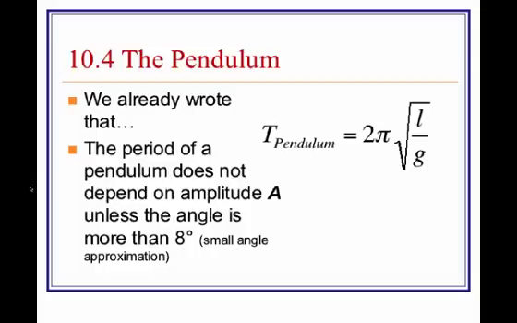We've already said that the period of a pendulum depends on the length of the pendulum, that's the string length, and g, the acceleration due to gravity. The period does not depend on amplitude unless the angle is more than 8 degrees. This is due to the small angle approximation for using sine of some angle theta. We'll not really go into why it doesn't work in class, but just understand that the period of a pendulum really only depends on the length and the acceleration due to gravity.